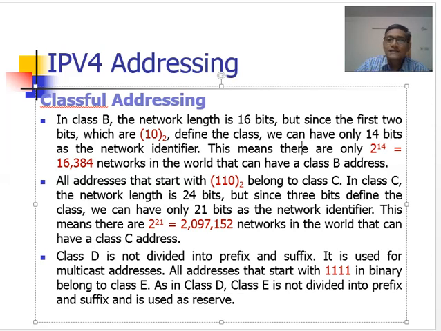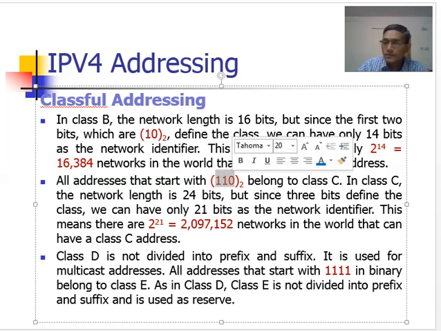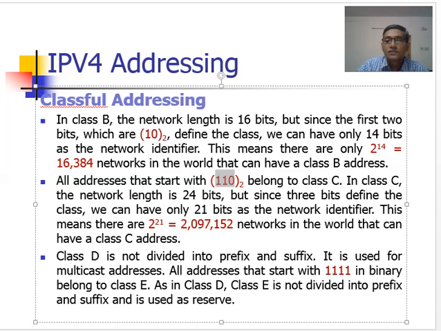Class C addresses: the prefix is 110. The total network length assigned for class C is 24 bits, and only 8 bits are used for the host or node. In that 24 bits, the first 3 MSBs are 110. So the remaining 21 bits are used for the network identifier. So 2 power 21 is equal to 2,097,152 networks possible around the world in class C.